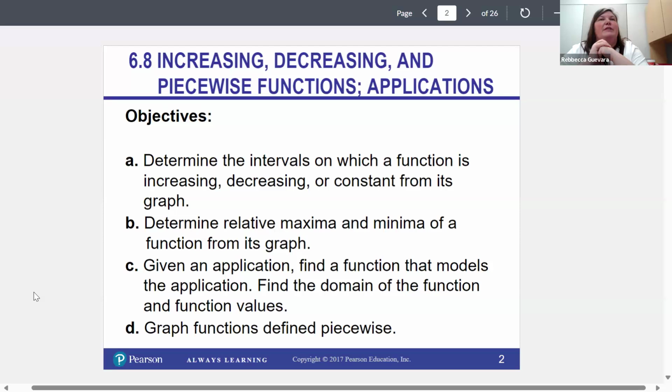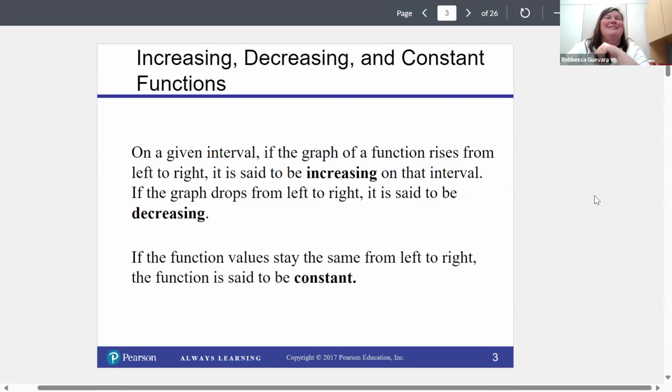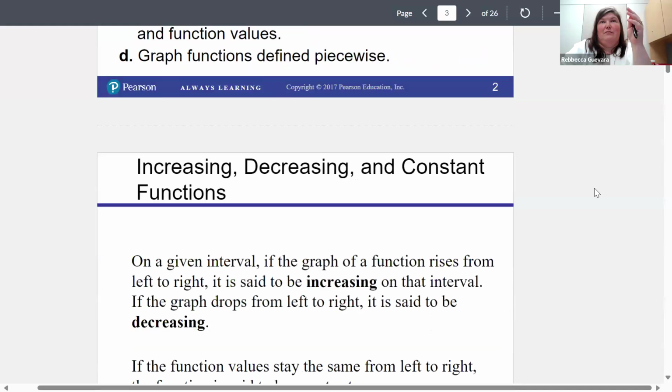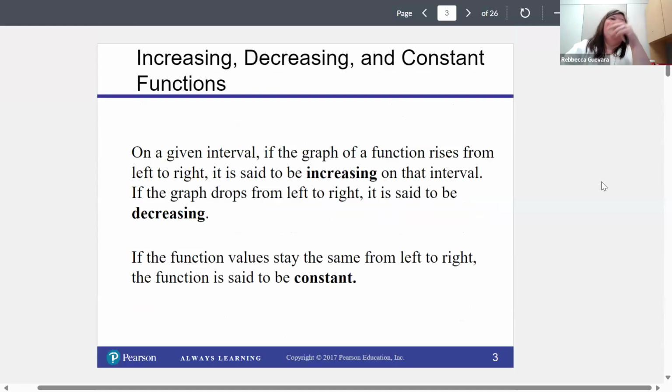So we want to determine... here we go. On a given interval, if the graph of a function rises from left to right, it is said to be increasing on that interval. If the graph drops from left to right, it's said to be decreasing. If the function values stay the same from left to right, the function is said to be constant.